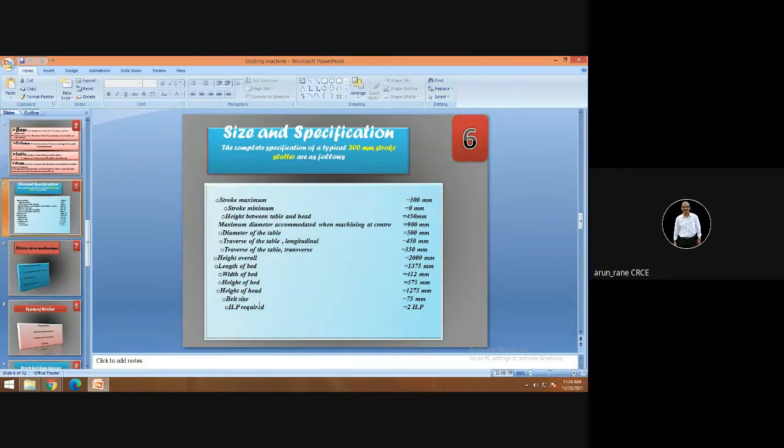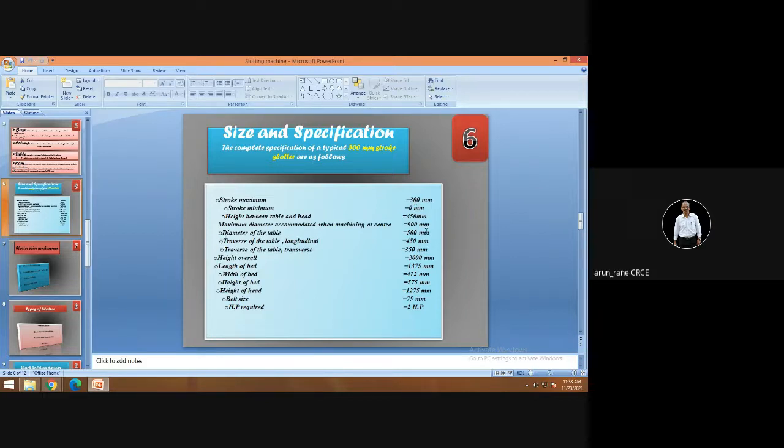Again, the most important specification of the slotting machine is its stroke. What is the maximum stroke that you will get? A 1 feet slotting machine is common. 1 feet is nothing but 300 millimeter. The maximum stroke is 300 millimeter.